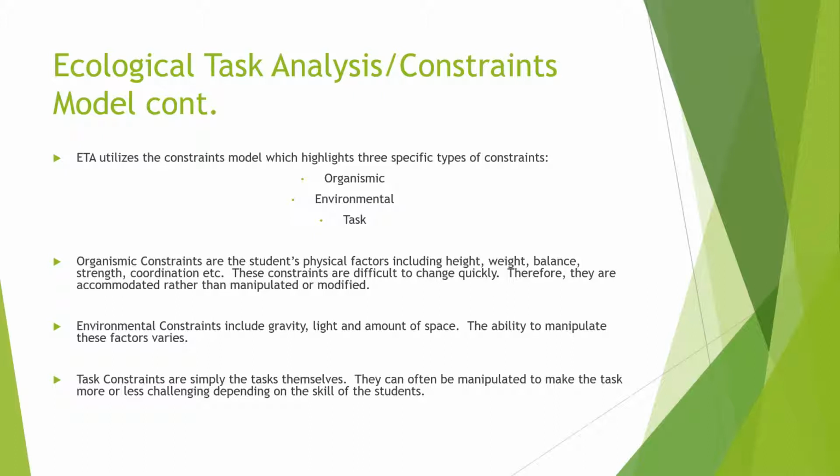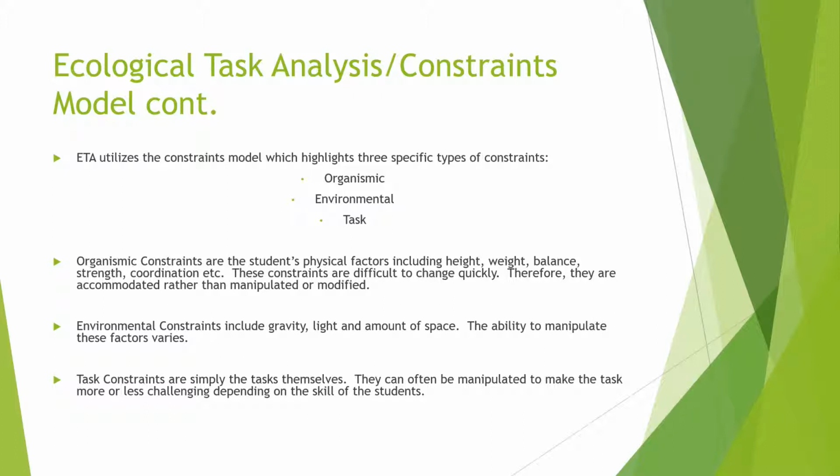Ecological task analysis uses the constraints model, which highlights 3 specific types of constraints: organismic, environmental, and task. Organismic constraints are the student's physical factors, which include their height, weight, balance, strength, coordination, etc. These constraints are difficult to change quickly or modify. Therefore, they are accommodated rather than manipulated.